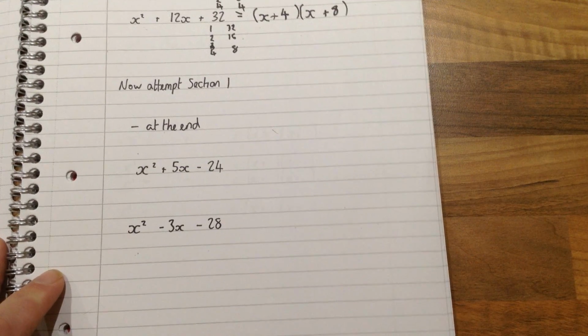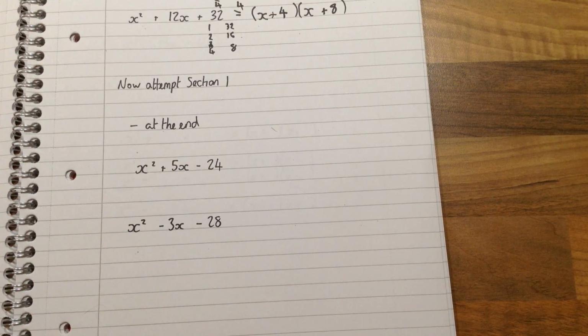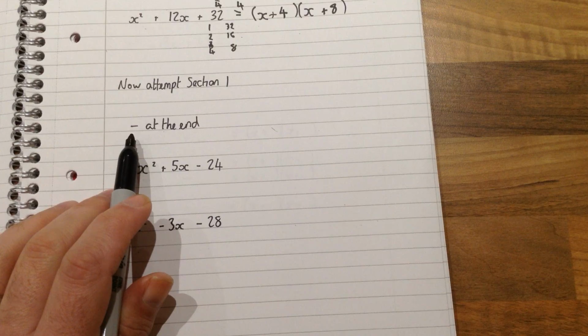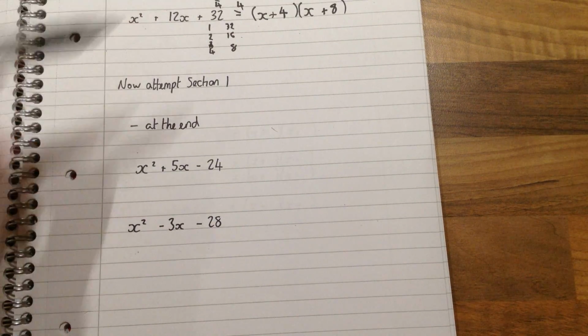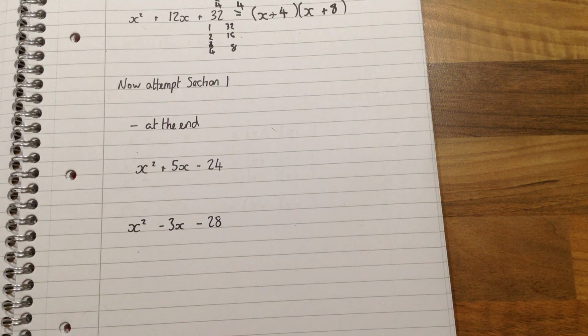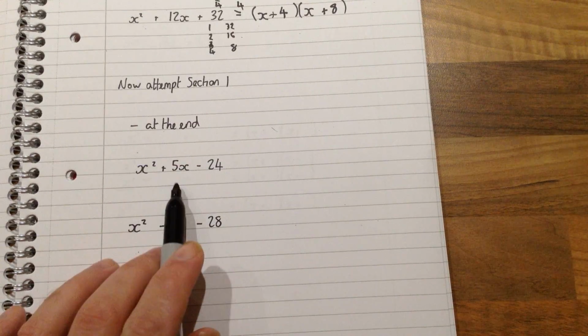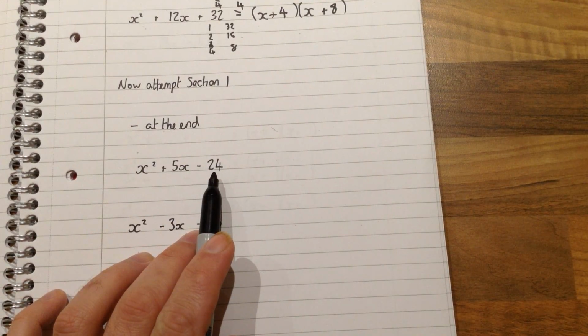So for section 2, we've now got some questions where there's a minus at the end, because the two that we've looked at so far and all the questions we've seen so far have ended with a positive number. So here we've got to use a slightly different tactic, but it's still going to be the same idea. So we've got x squared plus 5x minus 24.